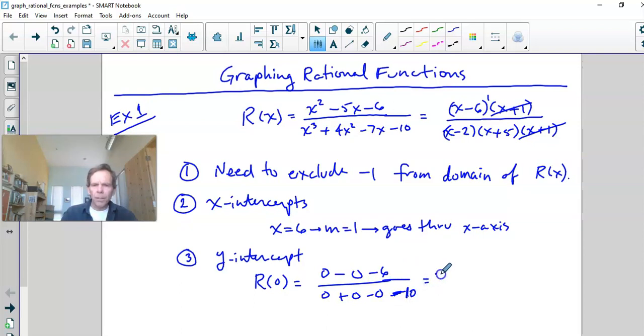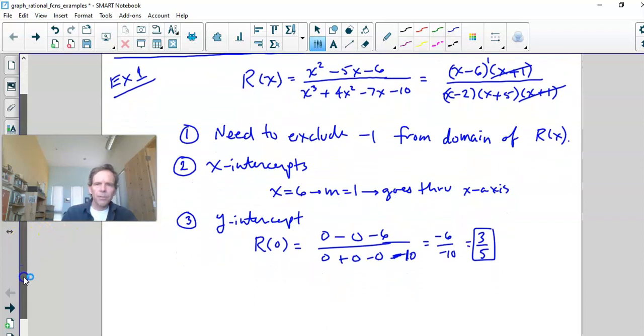So after we simplify it a little bit, we see we get -6 over -10. That's a positive number, right? Negative over a negative. Maybe we'll clean it up by dividing by 2, top and bottom. That'll leave us 3/5. So that's our y-intercept.